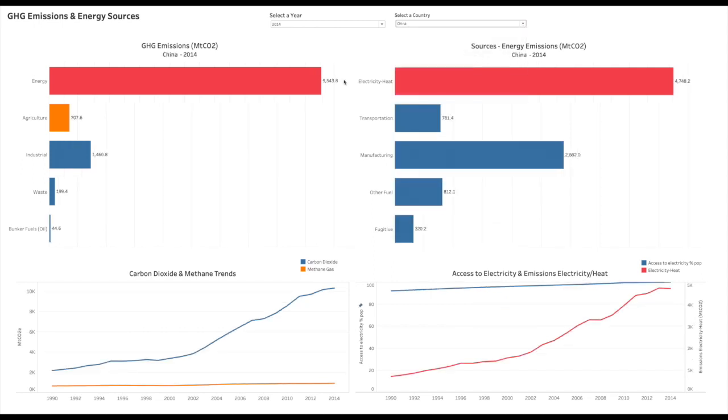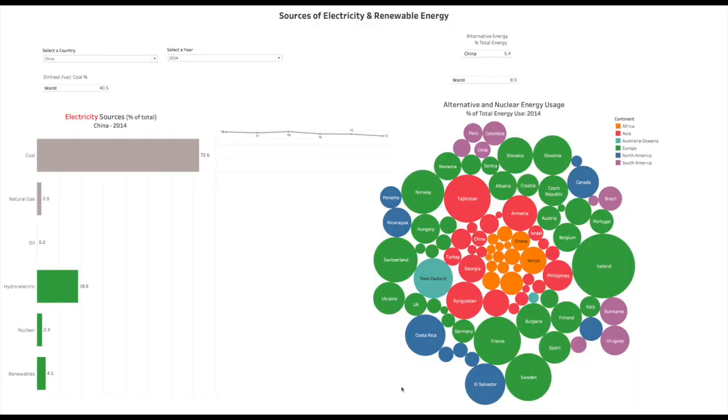In China, the picture is pretty clear. Energy is the dominant source of greenhouse emissions, and the source of that energy is electricity and heat and manufacturing. Carbon dioxide is on a big upward tear, although we do see some leveling off in 2014, and the emissions from electricity and heat increasing substantially over time. This next dash is linked to the prior.